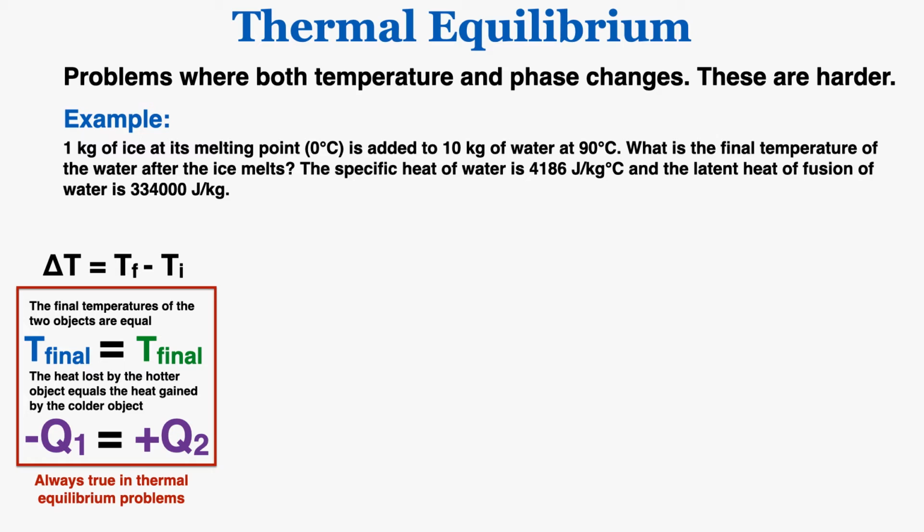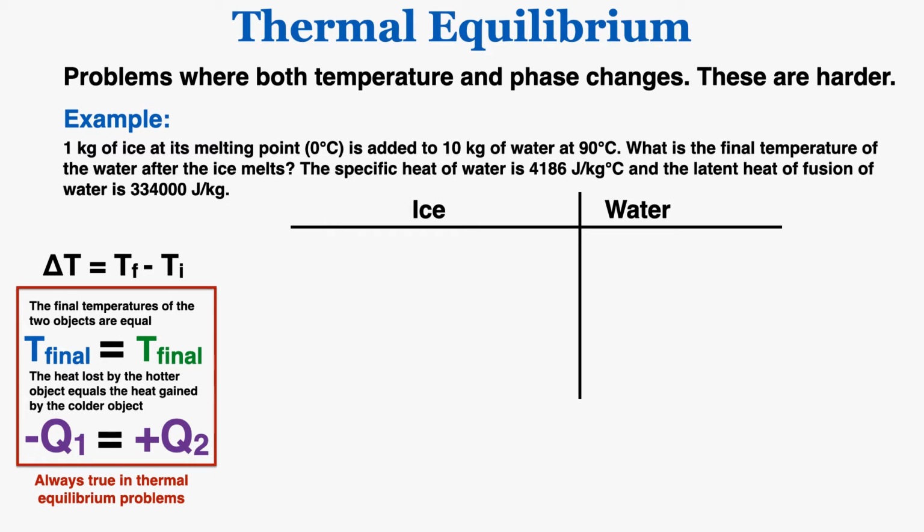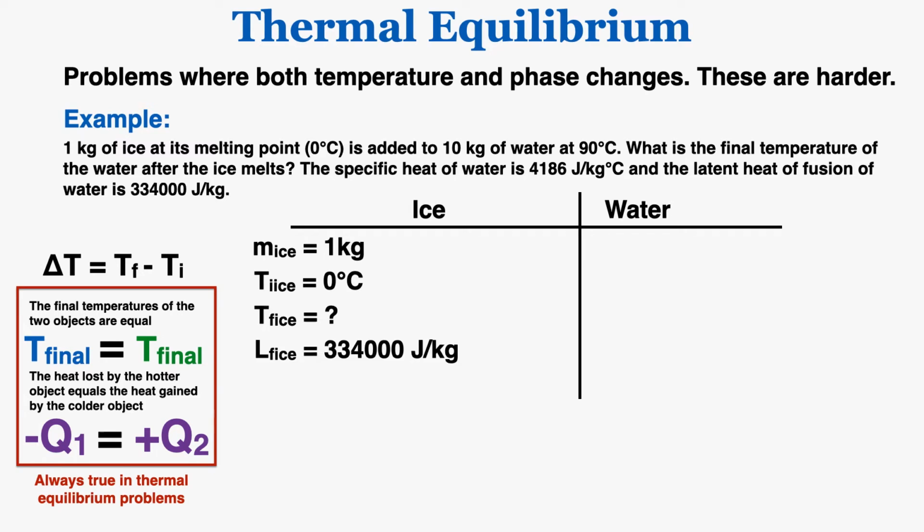Okay, so I'll write down everything that I know. We've got ice, we've got water. This is the mass of the ice, initial temperature of the ice. We need the final temperature of the ice, that's the goal. The latent heat of fusion of the ice. We're dealing with a phase change and a temperature change, so to understand the total amount of energy required, the total heat required, we'll need to use both Q equals mL and Q equals mc delta T.